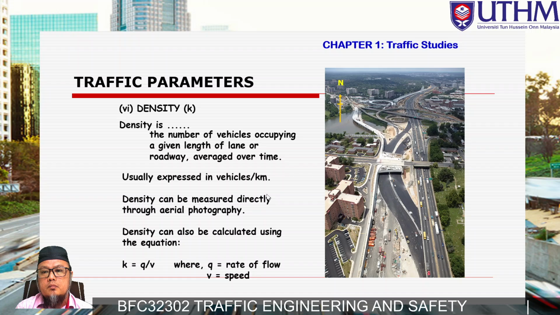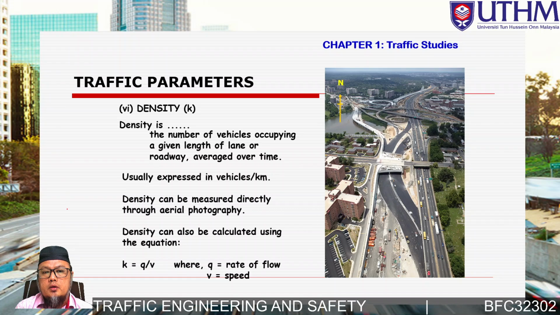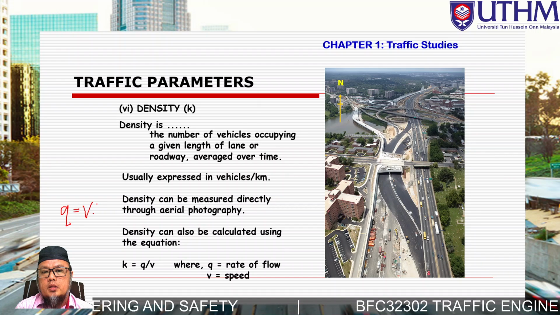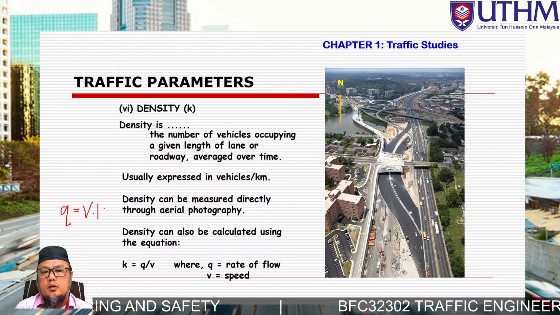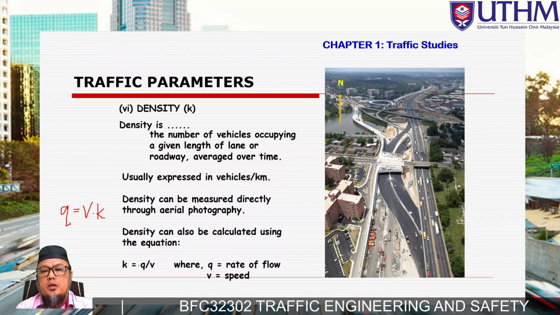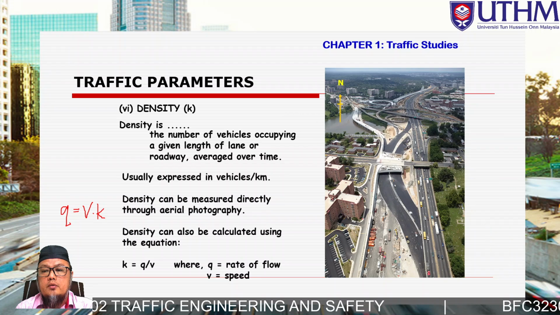Q or flow itself, Q equals V multiplied by K. Okay, this is the basic formula to determine flow. From there, we can manipulate K equals Q over V. Then we can determine the density if we don't have this particular aerial photo.